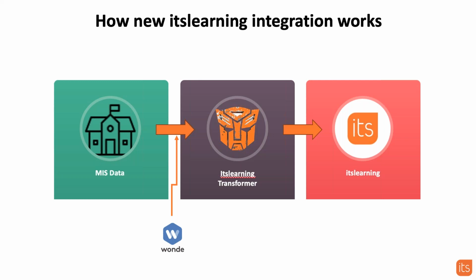So we're still using Wonde's APIs to do this. Our transformer here in the middle has been built around Wonde's APIs. So we're still using Wonde technology. We're still doing it the way that Wonde does it. Nothing's changed there. But we've just basically got a little bit of a translator in the middle that takes Wonde's information, makes it so that its learning can understand it, and then sends it over to its learning.